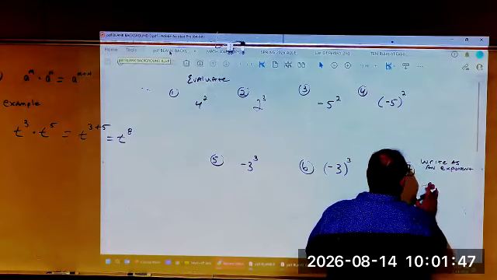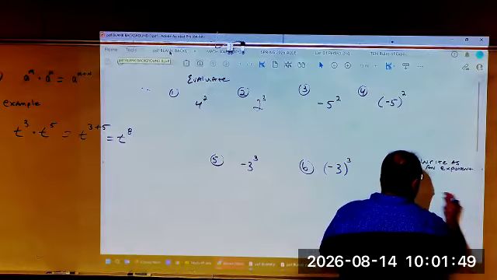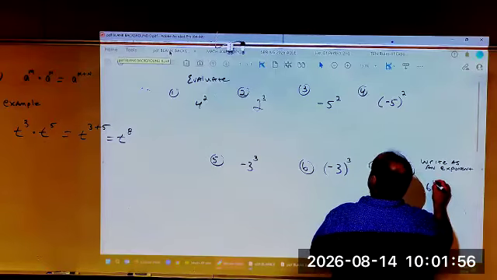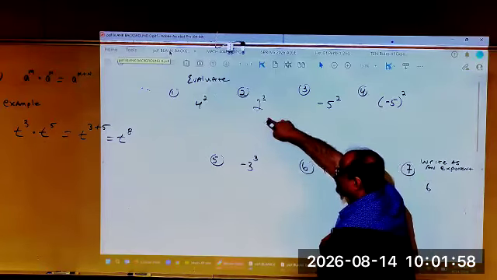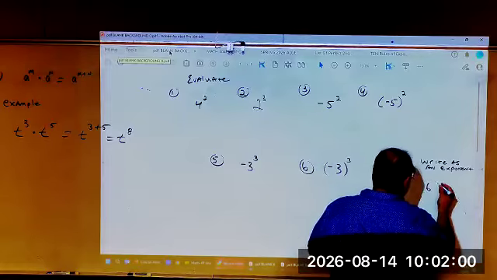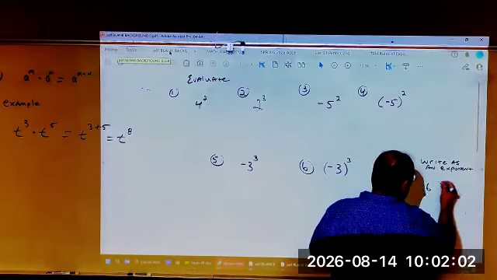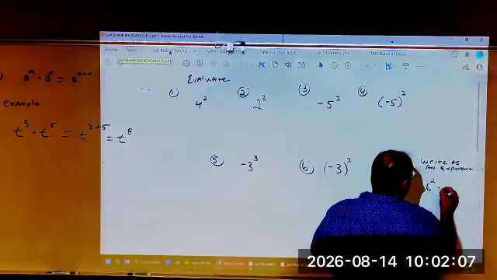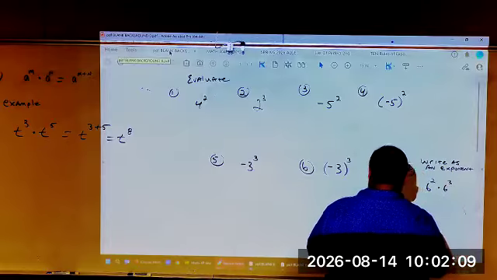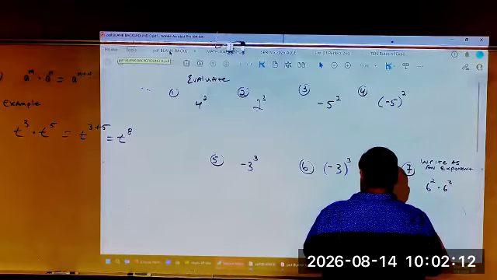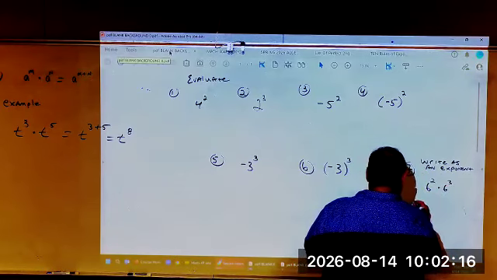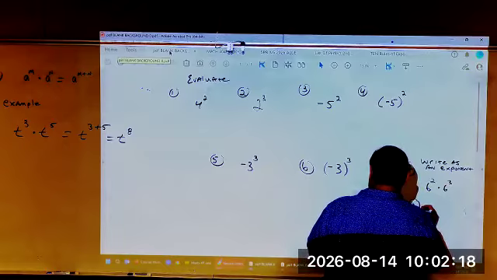You want it spelled? Like, write the final answer with exponent. Those you're going to evaluate. What is 4 squared? But this I want to answer as an exponent: 6 to the second times 6 to the third. Number 8.